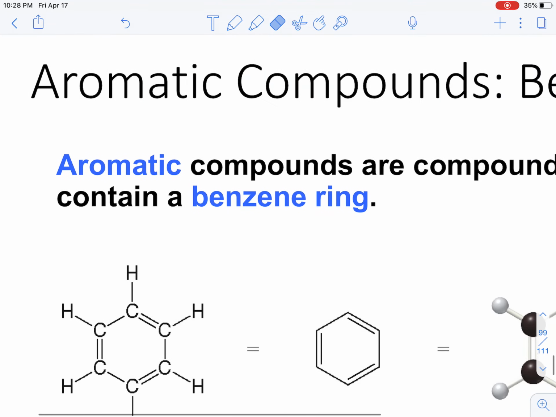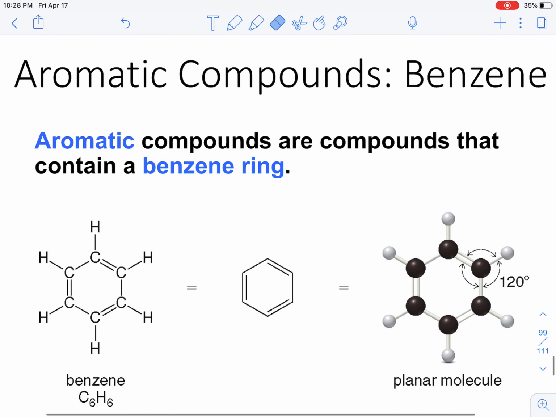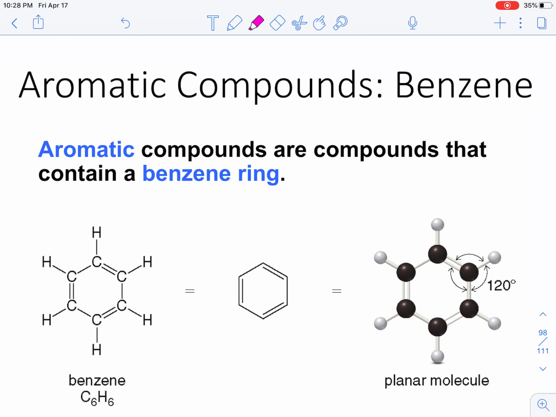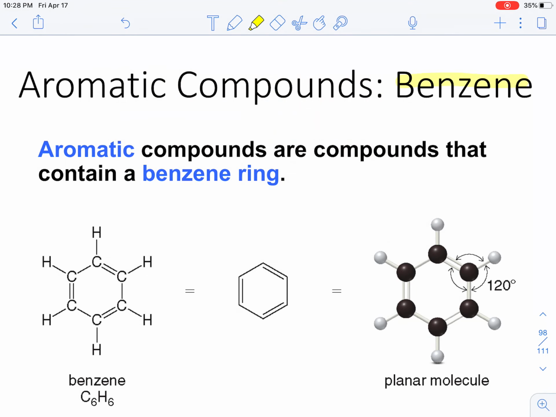All right, let's go ahead and talk about the details of aromatic compounds. Like I mentioned earlier, the only aromatic compound that we're going to be focusing on in today's lecture is benzene. The rest of the aromatic compounds are for the full year of organic chemistry.